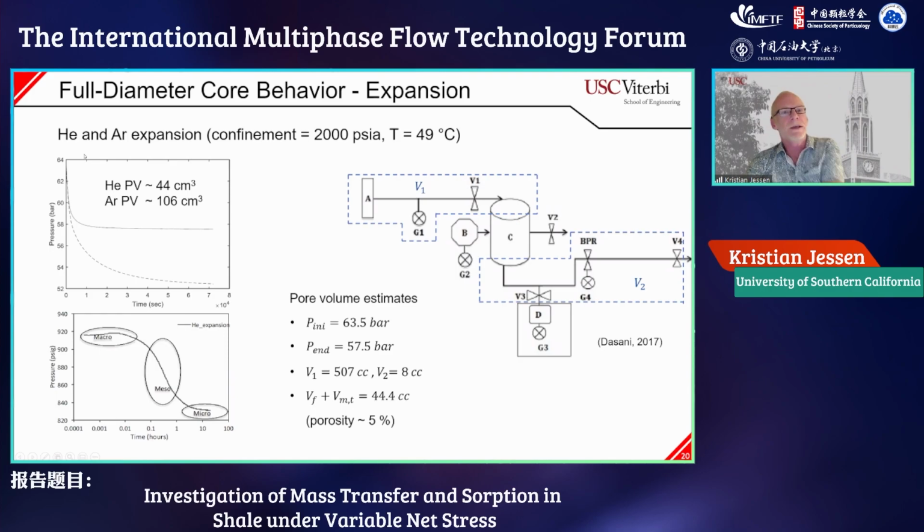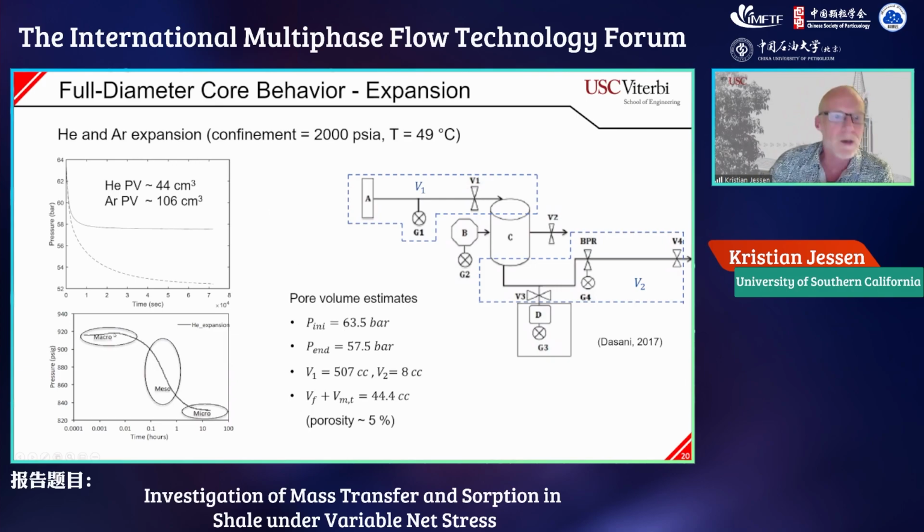So if we do a helium expansion experiment here, we start at around 50 C. The initial pressure was about 64 bar, and the gas expands into the system and stabilizes at around 58. We can then estimate based on that the pore volume to helium that we observe. And the pore volume in the sample was about 44 cc. A similar experiment was then done with argon, and you see argon arrives at a much lower pressure because of adsorption phenomena that steal gas from the bulk phase onto the surfaces. And if we were just to ignore that and interpret the pore volume based on the pressure, we would have an effective pore volume of more than 100 cc, more than twice of what we would probe by using helium.